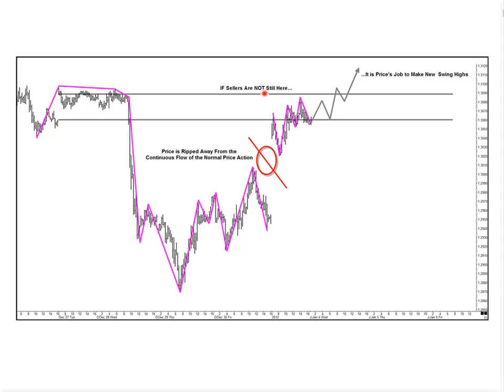If the sellers are not here, this swing's job, price's job, is to make new swing highs. And by new swing highs, I mean take all this action out to the left, just completely blow this part of the chart away and make it meaningless. That's if the sellers are still not here.